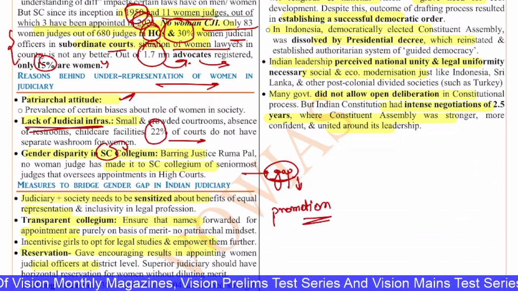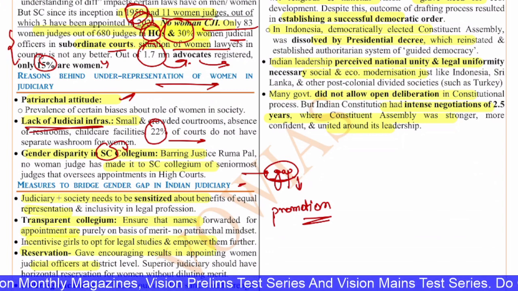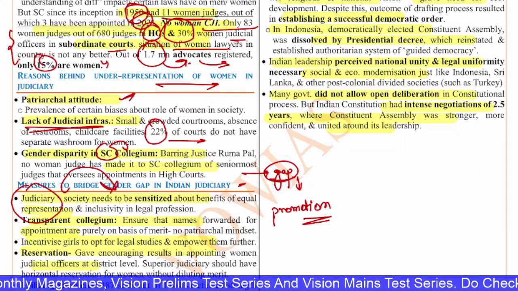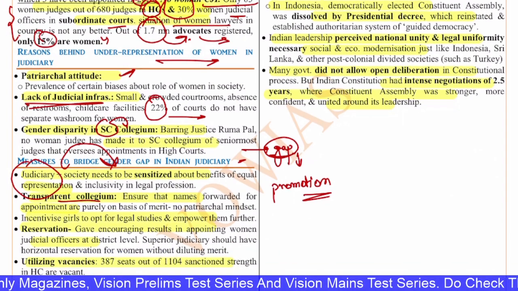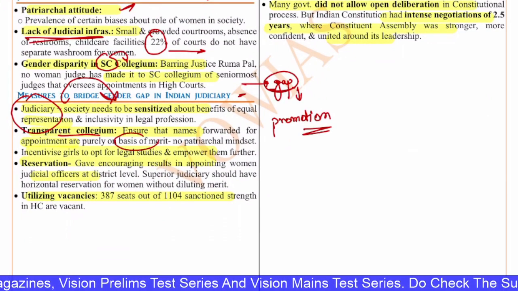Now, what are the measures to bridge the gender gap in the Indian judiciary? The first is that the judiciary and the society need to be sensitized about the benefits. There should be a transparent collegium. They should ensure that the names forwarded for appointment are purely based on merit and no patriarchal mindset should be there.